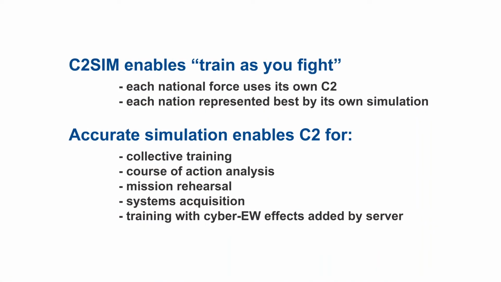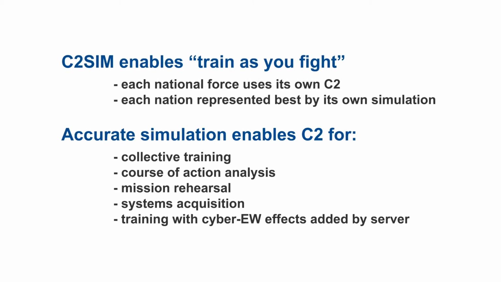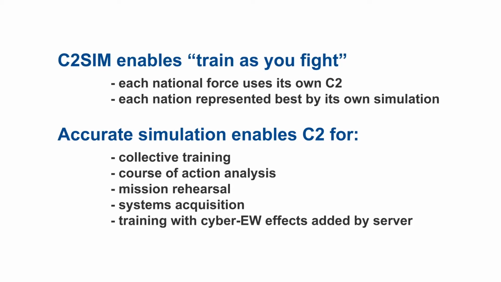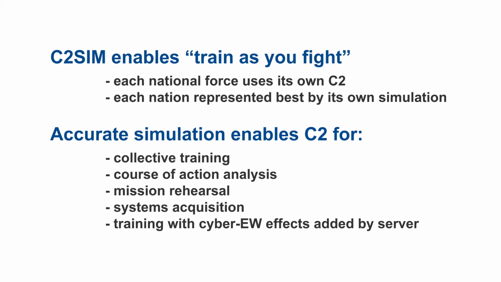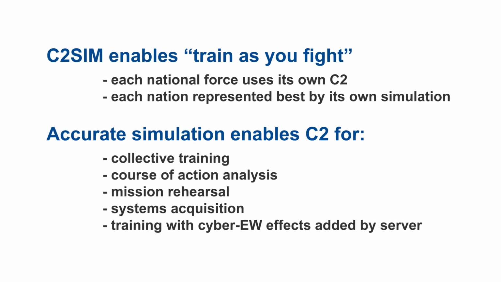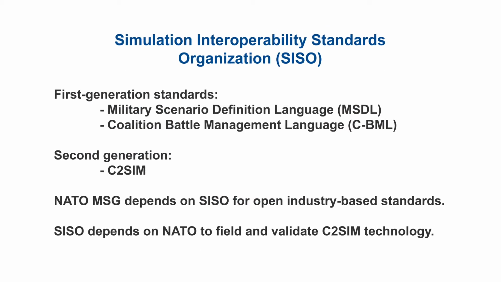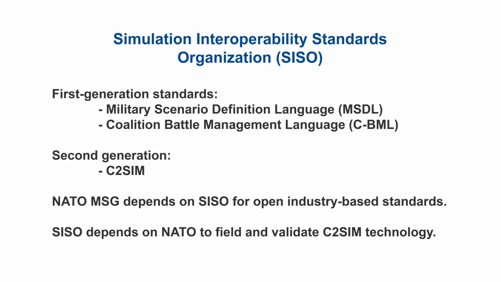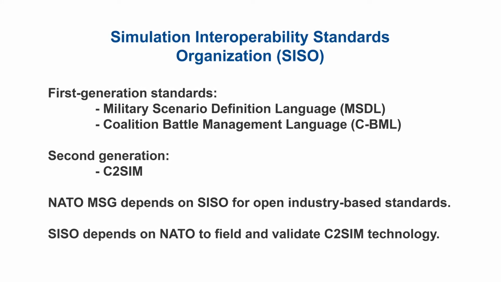C2 Sim enables a long-sought military capability, train as you fight, supporting coalition collective training, planning and mission rehearsal. There also have been uses in acquisition and operational training for cyber EW environments. Orders reach the simulations automatically, and reports with status of operations flow back just as they do in operations with real forces. Currently, military operations in coalition face more complex information interoperability challenges than single nations.